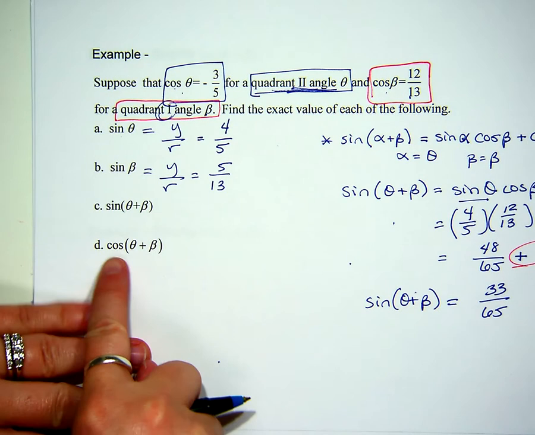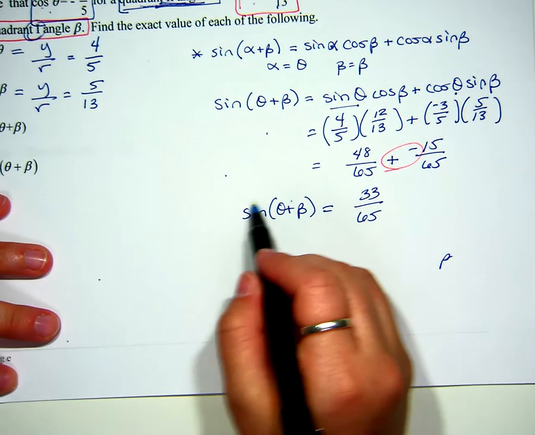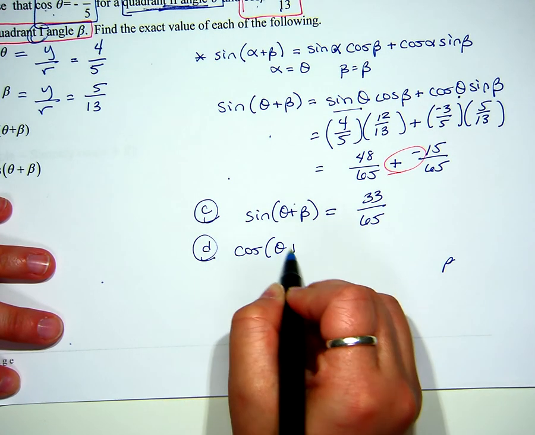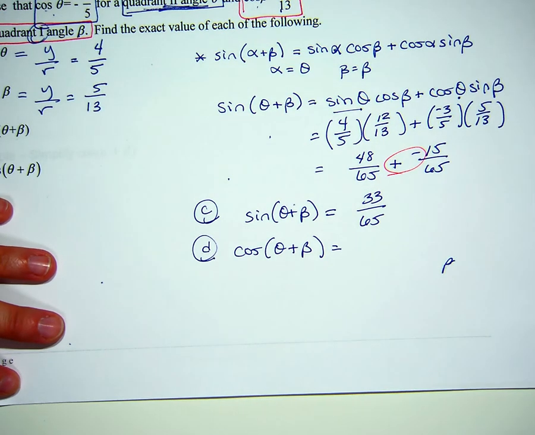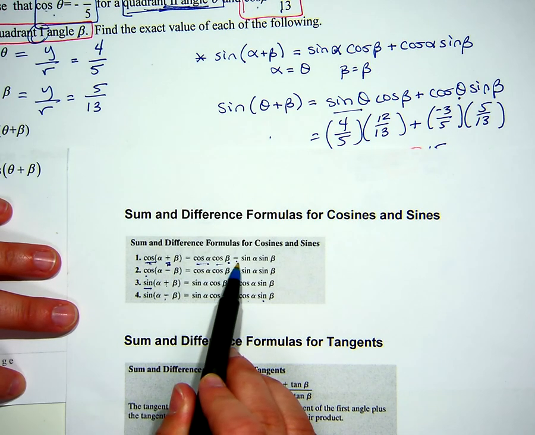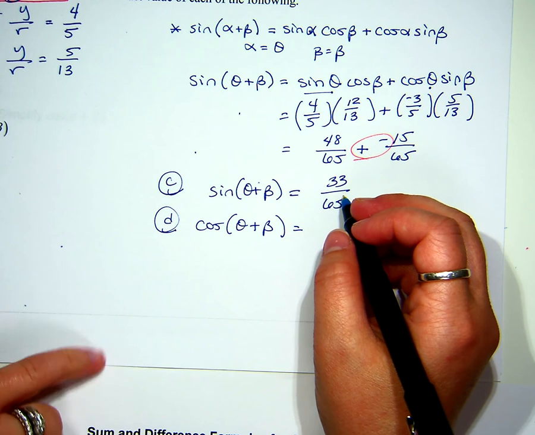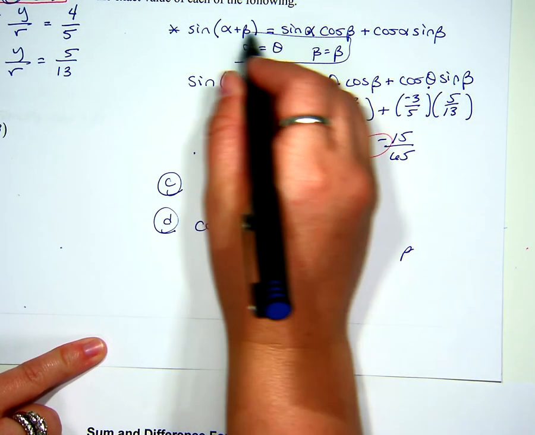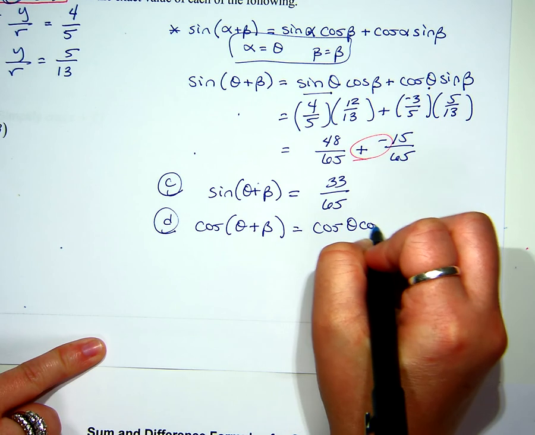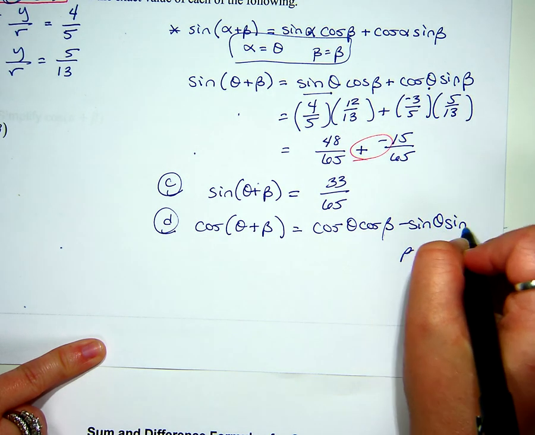The second part of the problem, I'm sorry, actually the fourth part, here we go. Cosine theta plus beta. So this was part C, okay? Part D, I want to find cosine theta plus beta. For my equation, cosine with a plus, here it is. Cosine alpha cosine beta minus sine alpha sine beta. Again, I'm going to let alpha be theta and beta be beta. So cosine with a plus, I've got cosine theta cosine beta minus sine theta sine beta.